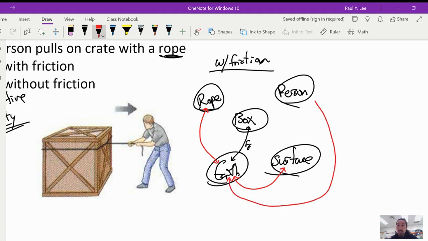And the earth and the person, all right, different color because it's not interacting with the box. Okay, now what about the rope? Is the rope interacting with the box? And the answer is yes. The rope and the box are interacting.